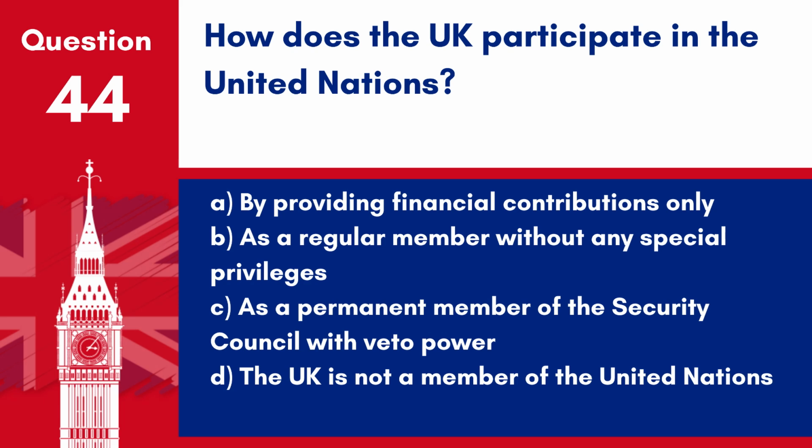Question 44. How does the UK participate in the United Nations? A. By providing financial contributions only. B. As a regular member without any special privileges. C. As a permanent member of the Security Council with veto power. D. The UK is not a member of the United Nations. Answer: C. As a permanent member of the Security Council with veto power. The UK is one of the 5 permanent members of the United Nations Security Council and plays a significant role in international relations and global policy making.